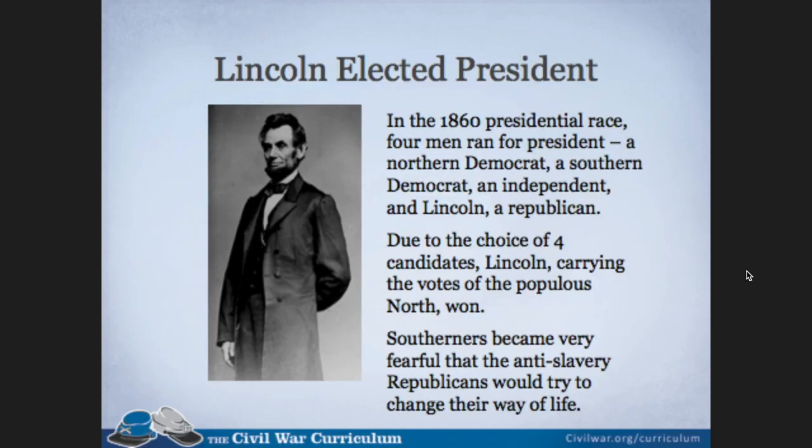Okay. So in 1860, Lincoln was elected president. 4 men ran for president: a Northern Democrat, that was Stephen Douglas, a Southern Democrat, an Independent, and Lincoln, who was a Republican. The Republican Party was a brand new party at the time. It was like an upstart party. It was not one of the big parties. So for him to win was kind of a shock. And because there were 4 different candidates, it kind of split up the vote, and Lincoln was the one that won the votes in the North, which had the most population, and therefore he won.